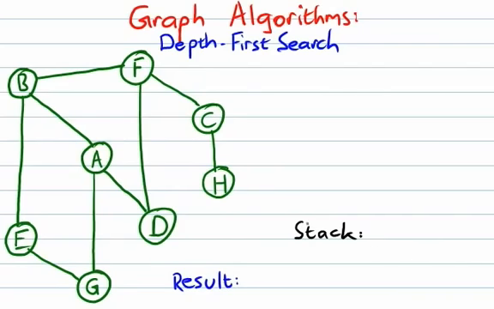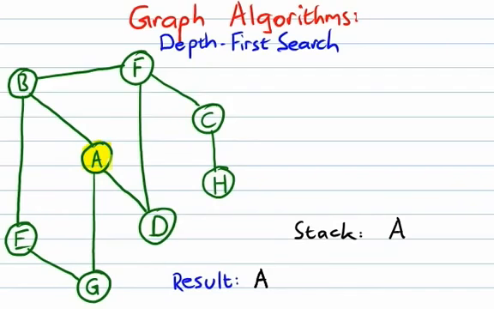Now, the depth-first traversal, in this case, is going to start out at the vertex A. And the first thing that we're going to do is take the vertex A, push it onto the stack, visit it, and mark it as visited.